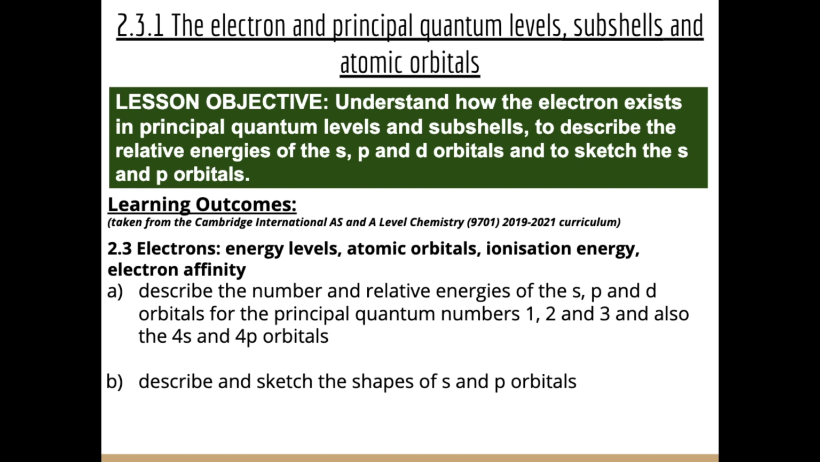G'day, we're going into our second lesson in our unit on atomic structure, where today we're going to be looking at the electron and these ideas of principal quantum levels, subshells, and atomic orbitals. Our lesson objective is to understand how the electron exists in principal quantum levels and subshells, to describe the relative energies of the s, p and d orbitals, and to sketch the s and p orbitals.